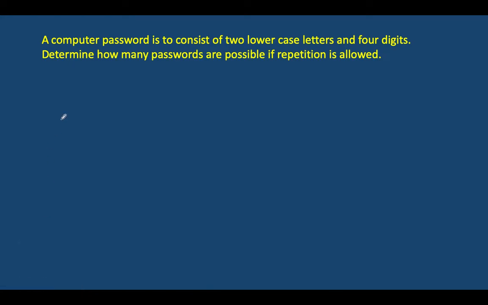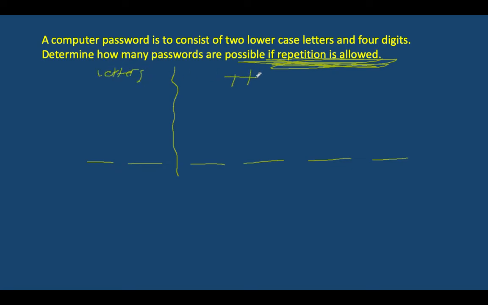So let's go on to our next one. A computer password is to consist of 2 lowercase letters and 4 digits. How many possible passwords are there if repetition is allowed? So it's good that they said that. We can repeat our letters and numbers. So we got our letters and we got our numbers.